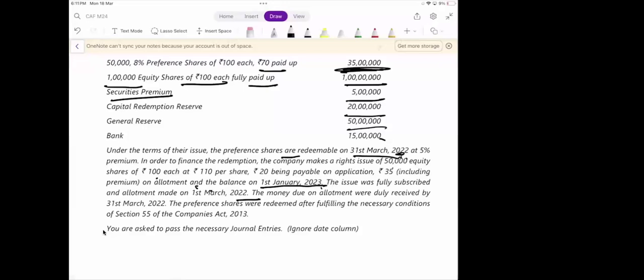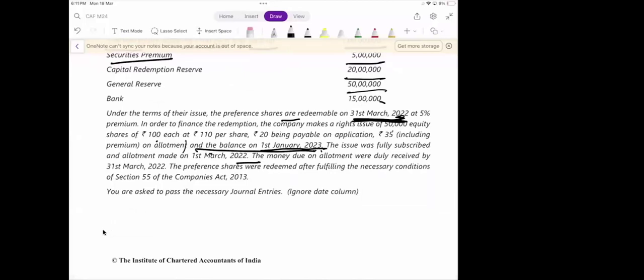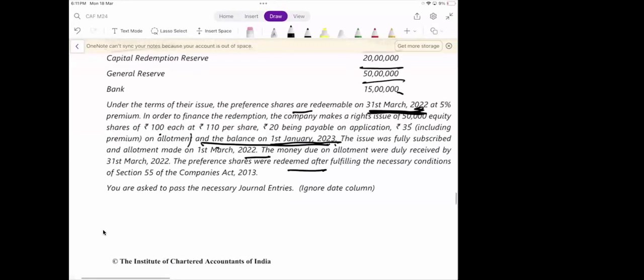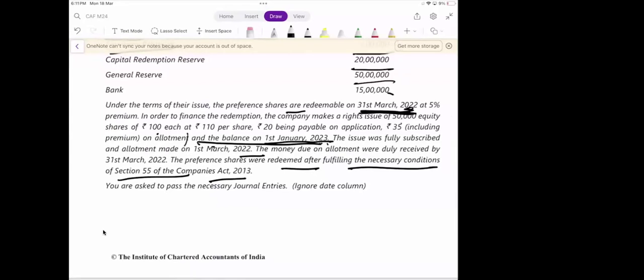We don't have to pass the entry for the call, because we only have to pass entries till redemption on 31st March 22, so I'll just stop at the allotment stage. The issue was fully subscribed at the allotment on 1st March 22. The money due on allotment was duly received by 31st March 22, so allotment of the rights shares was done by then. So let's start with a very simple question. The preference shares were redeemed after fulfilling the necessary conditions of Section 55 of the Companies Act 2013. Right, let's begin.